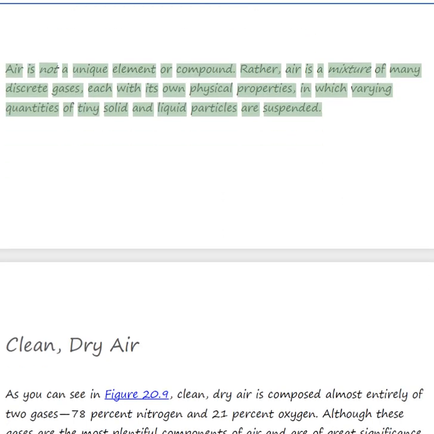Air is not a unique element or compound. Rather, air is a mixture of many discrete gases, each with its own physical properties, in which varying quantities of tiny solid and liquid particles are suspended.